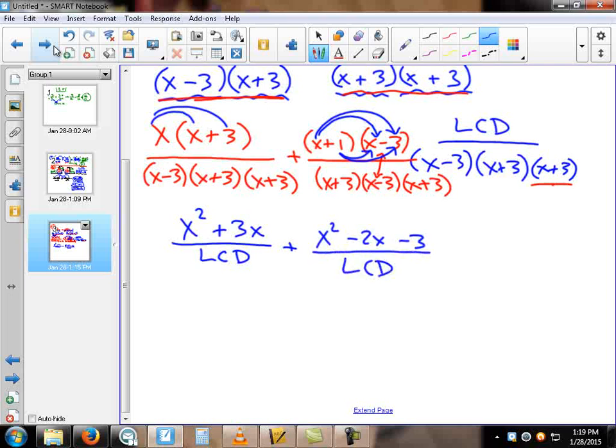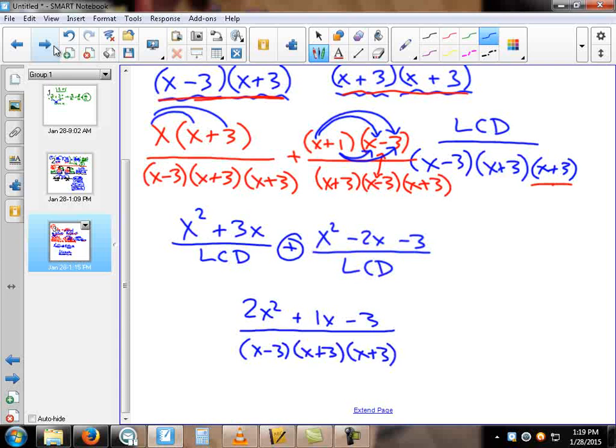Well, I want to combine all my like terms by addition, so I'm going to have 2x squared plus 3x and negative 2x plus 1x minus 3 all over my LCD, which is x minus 3, x plus 3, x plus 3. You could write x plus 3 quantity squared, or not. It's not the end of the world, whichever way you see it.